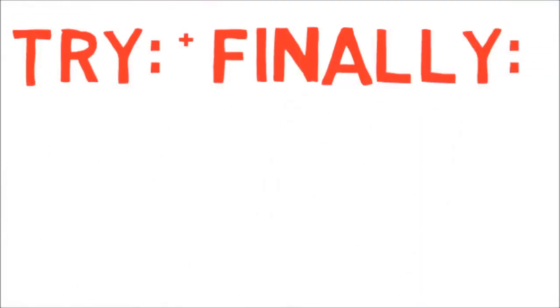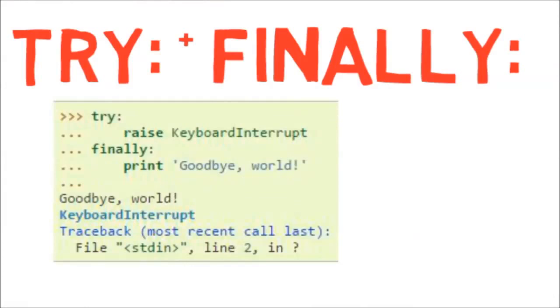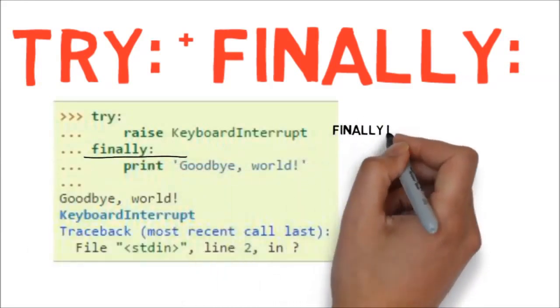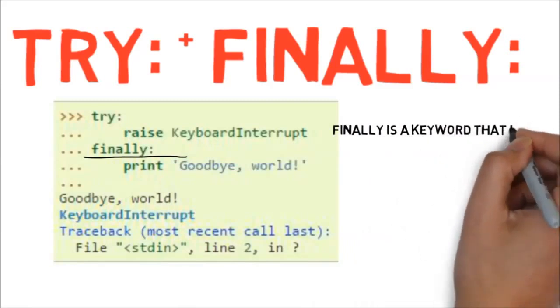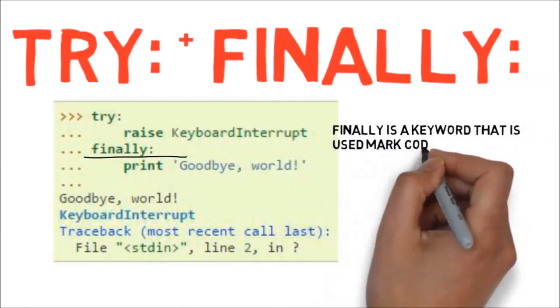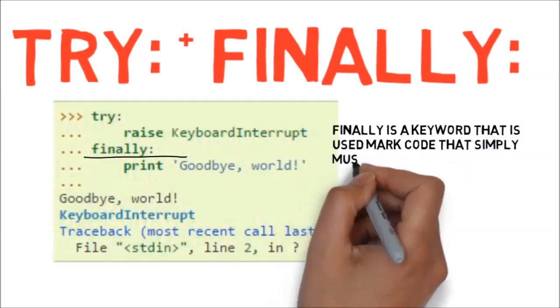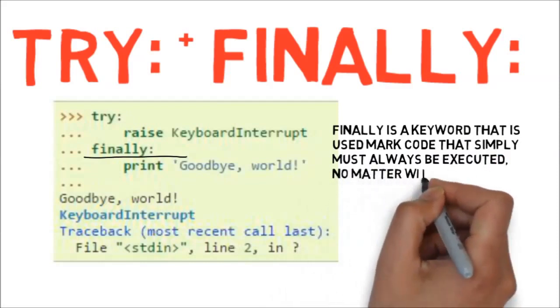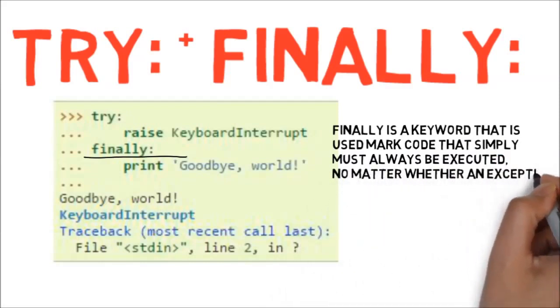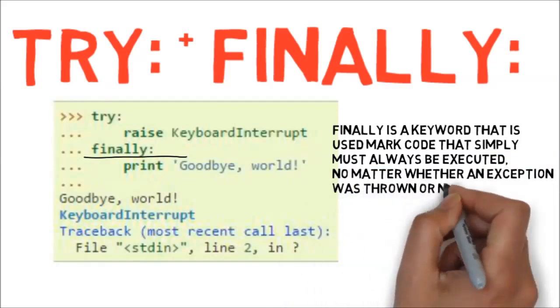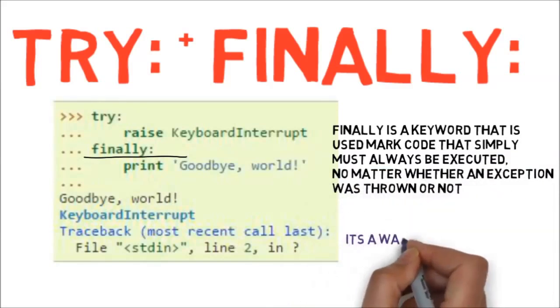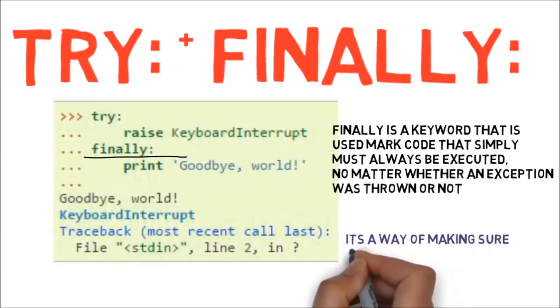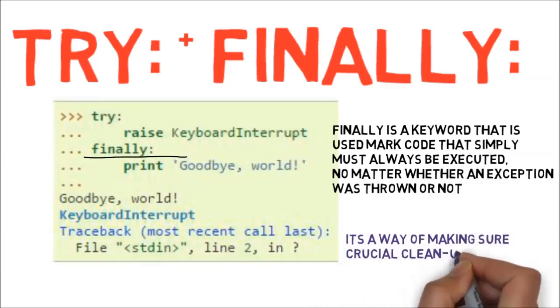Then we come to the finally syntax. So remember how we said that there might be some code that you want to make sure gets executed regardless of what exceptions might be thrown. Put this code inside the finally block. So let's say you had a really important operation that needed to be done, like committing to a database or closing a file. These kinds of operations are necessary to make sure your databases and files don't get corrupted. Finally is a keyword that is used to mark the code that simply must always be executed, no matter whether an exception was thrown or not.